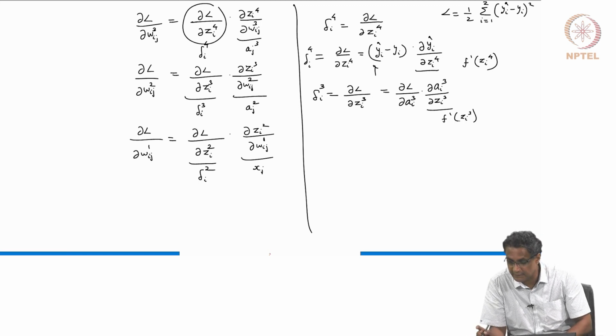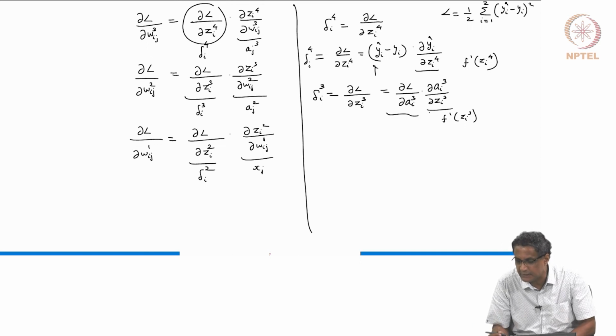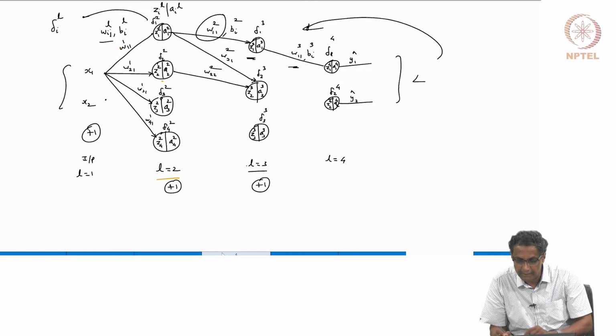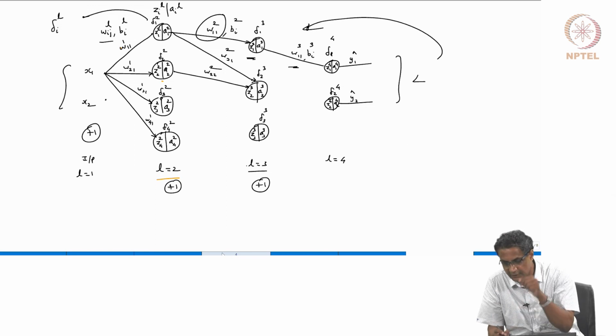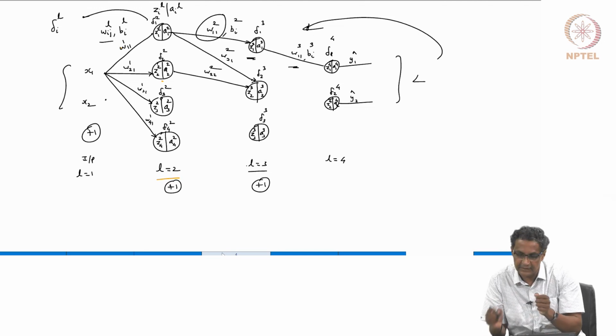This is simply f dash of zi3. But then something will happen here. This is a little more tricky because if you change ai, it's not that it will affect only zi4. It will also affect z14, z24. If you had further neurons in the output, it'll affect all of them. You see the connection, right?